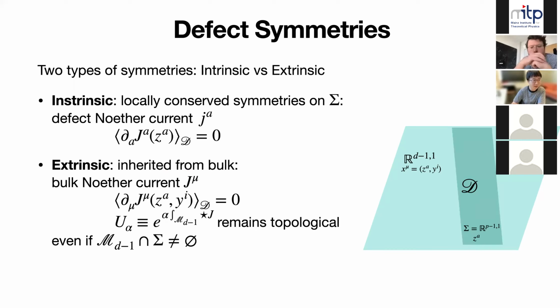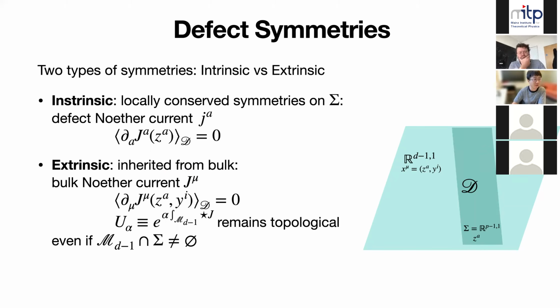Okay. So here, by intrinsic symmetries, I mean symmetries whose conserved current is a p-dimensional Noether current that is locally conserved on the defect world volume. So this is just like the usual symmetries of a local quantum field theory in the corresponding spacetime dimension, in this case p dimensions. Okay, so this is nothing surprising.